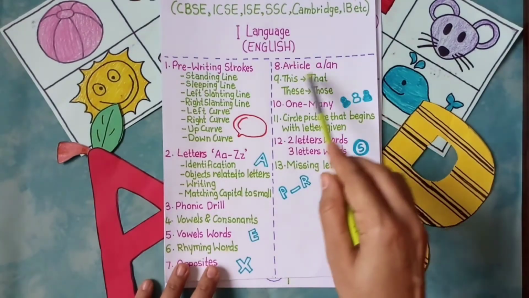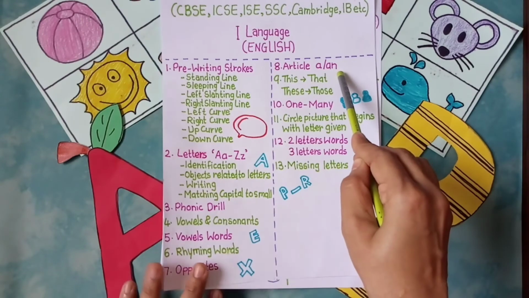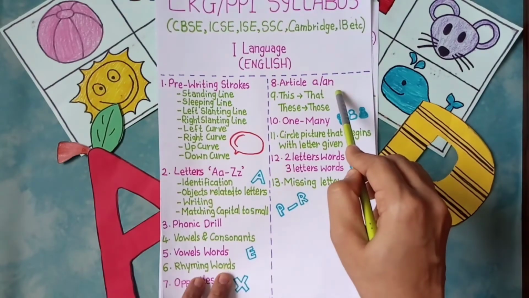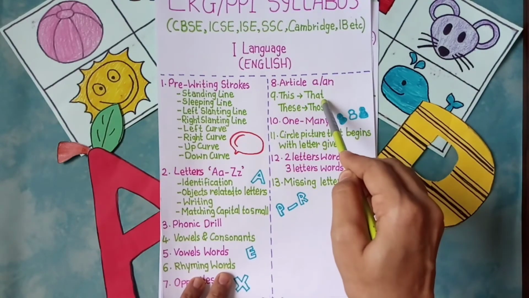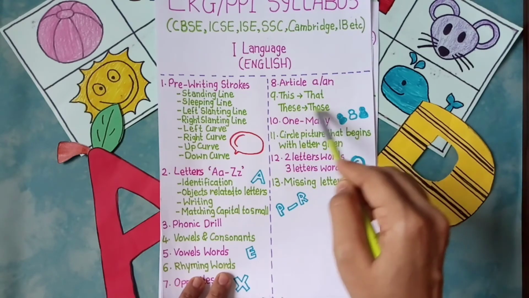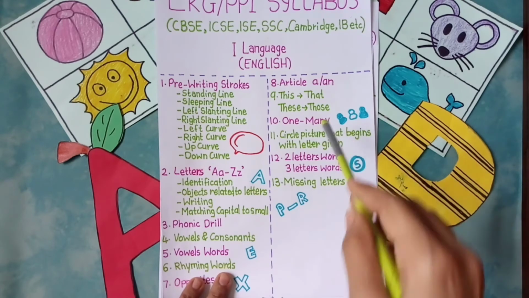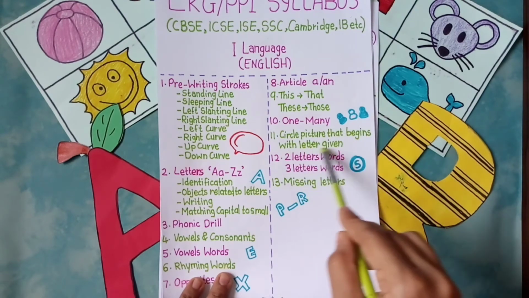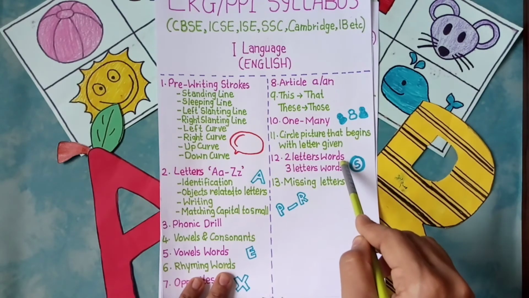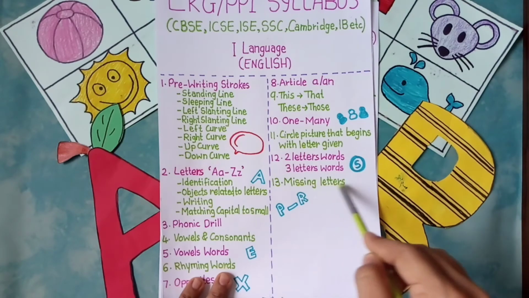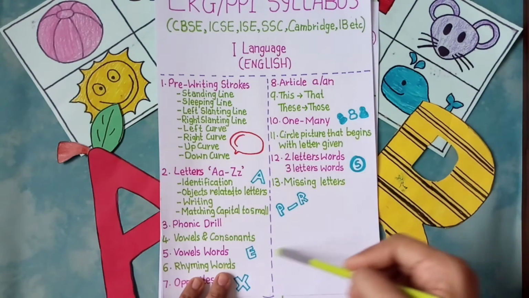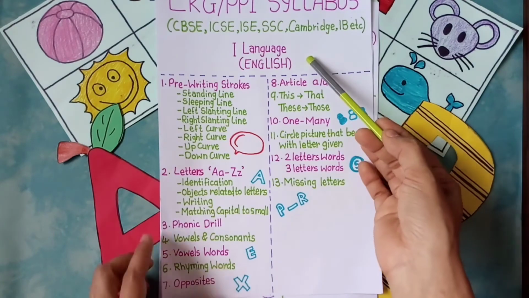Next is our article a and an, when to use a, when to use an, this, that, these, those, one, many, which is also called as singular, plural, circle picture that begins with letter, two letter words, three letter words and missing letter. So these are the topics which are covered under English subject.